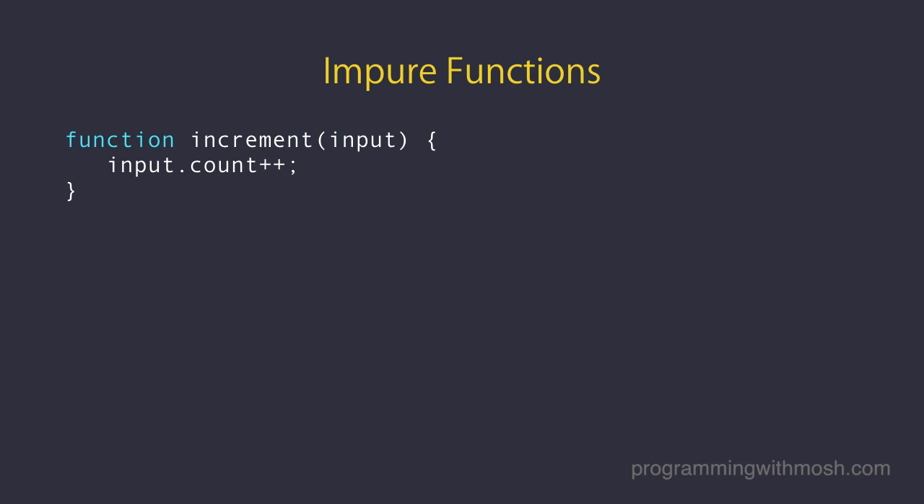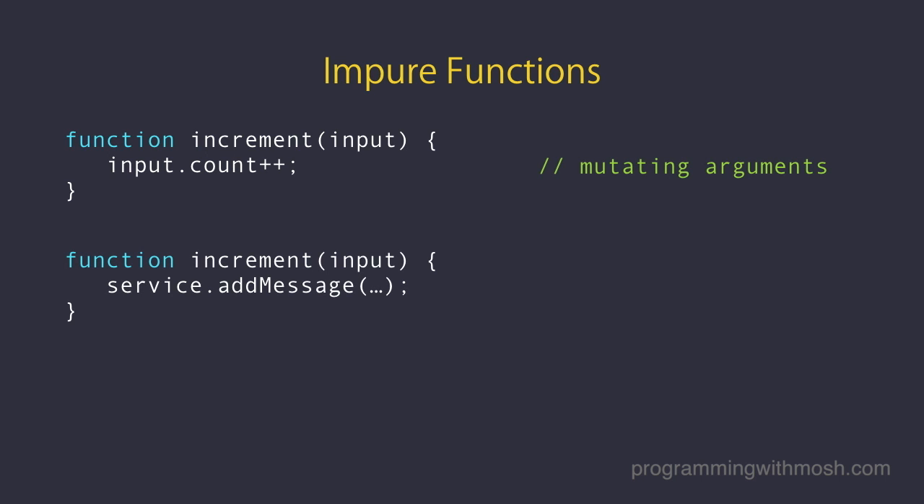So, this function is impure because every time we call it, it's modifying its argument. So if the value of the count property of the input is initially 0, and we call this function 10 times to increment it, instead of getting 1, we get 10. So in a pure function, we should not mutate or modify any of the arguments.